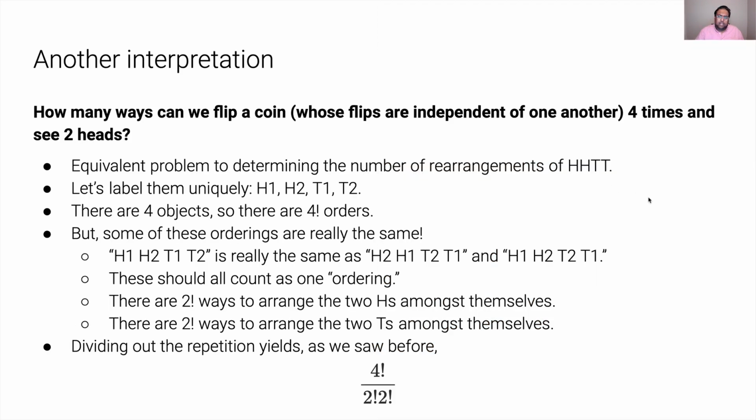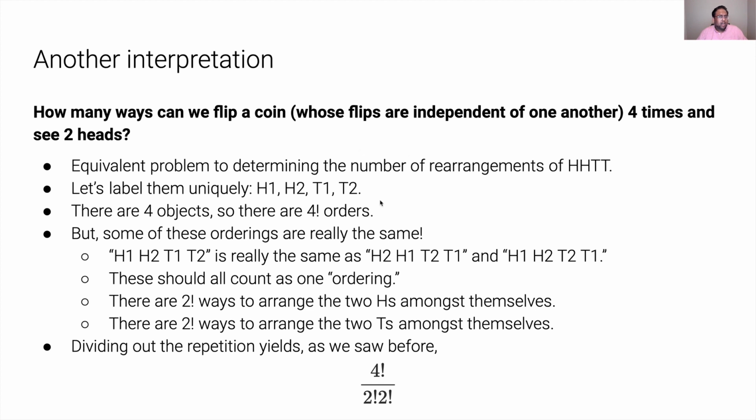Another example that might help clarify things is thinking about it in this other way. Again, we will look at the example of how many ways can we flip a coin 4 times and see 2 heads. Again, this is equivalent to determining the number of rearrangements of head, head, tail, tail. One thing we could do is label the 2 heads and 2 tails with numbers. So we can call them H1, H2, T1, and T2.